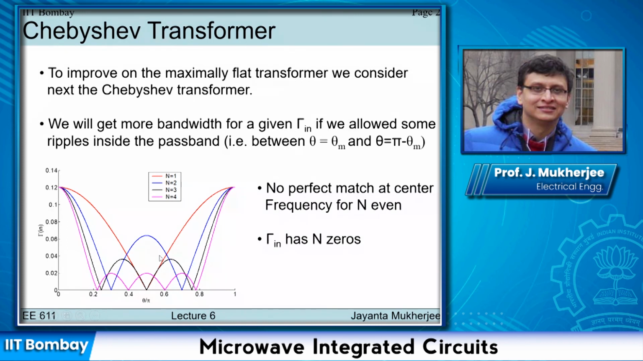For n equal to 2, we have a single ripple, this blue line. For n equal to 3, we have two ripples, black line. For n equal to 4, we have three ripples. These prototype functions are also known as equal ripple prototype functions, because even though these ripples are present, wherever there is more than one ripple, these ripples are of equal height. That's why these Chebyshev transformers are also called equal ripple transformers.